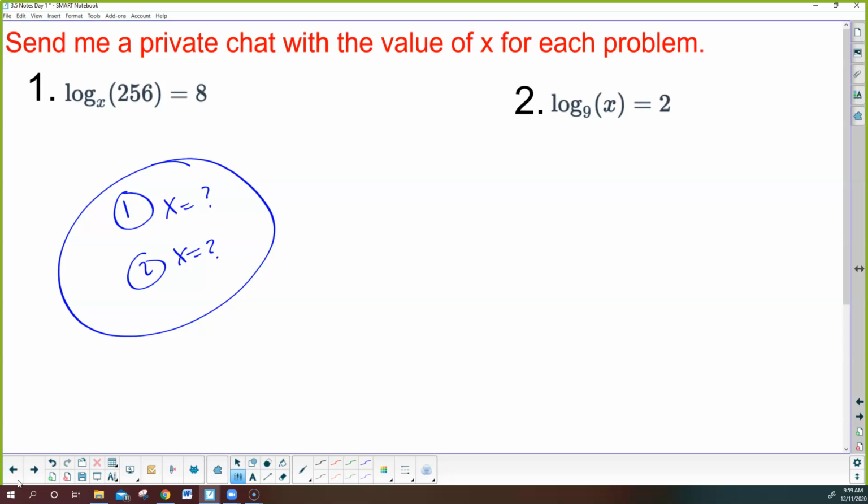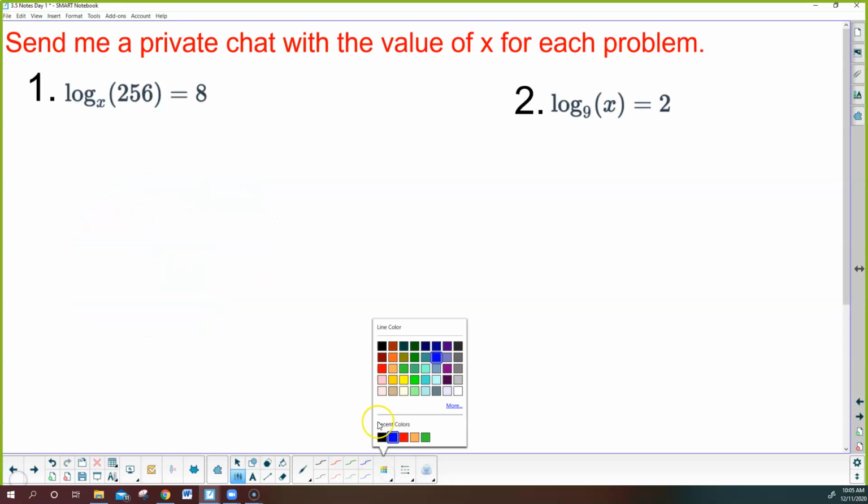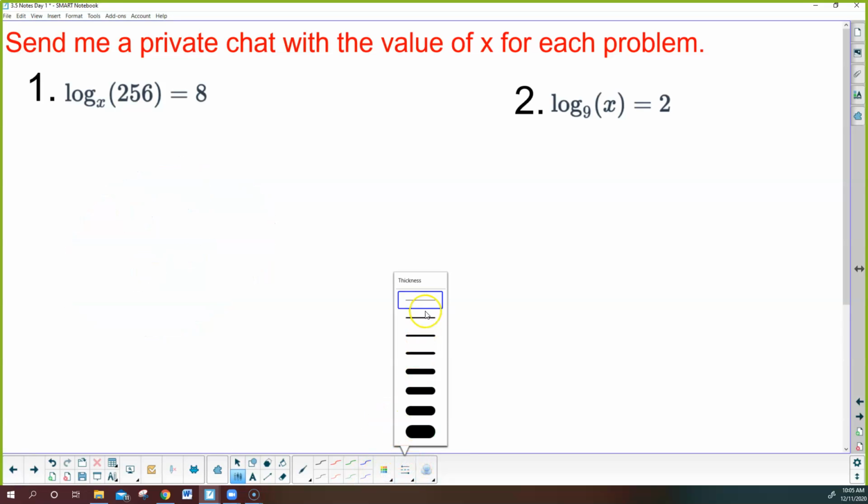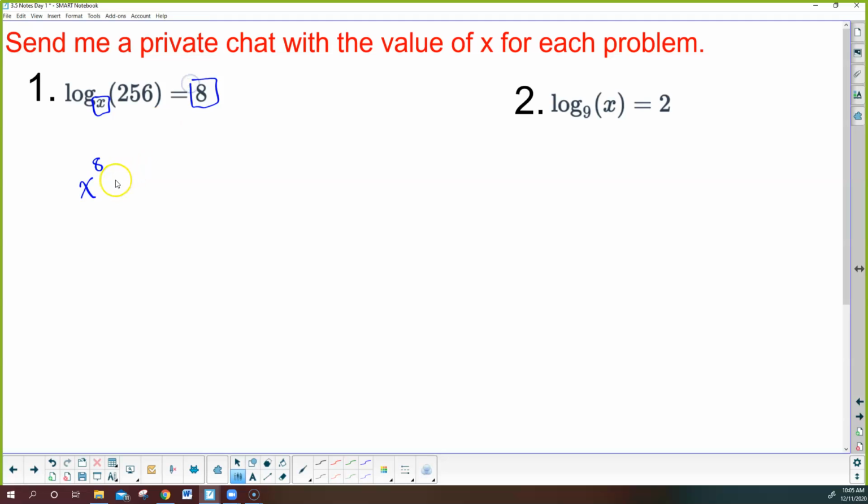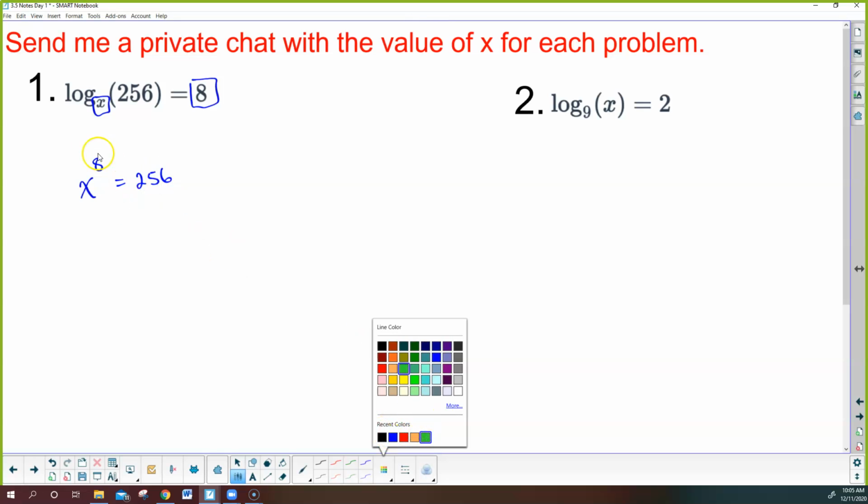Once we really get into this, I'm going to focus on the method that I think is the easiest and the least amount of work. What I would do here is change this from log form to exponential. So we're going to take the base and raise it to the power of the answer, and that has to equal 256. And then we're looking at, how do I solve exponential problems?